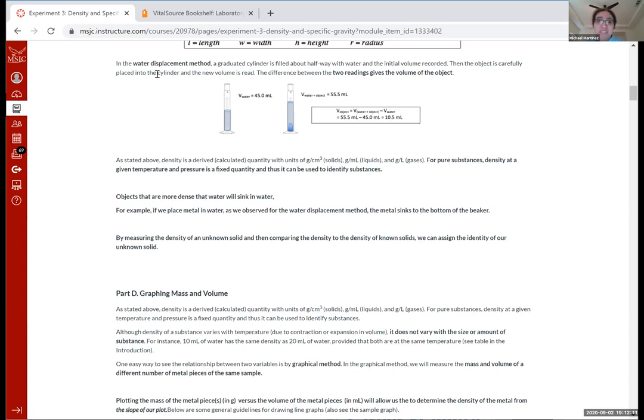So the object is placed into the cylinder and then the new volume is read. So we record the initial volume of water, we record the volume of the water and our object, and by difference, when you subtract the initial volume from your final volume, you're able to calculate the volume of the object. This works because objects will displace water equal to their volume. Now, what's really cool about this is by measuring the density of a solid, if it's a pure substance, and for many pure substances, density at a given temperature and pressure is a fixed quantity, and we can use our measured density to assign the identity of our substance.